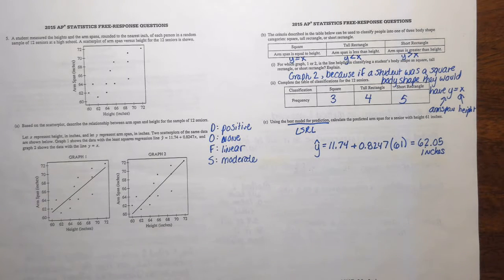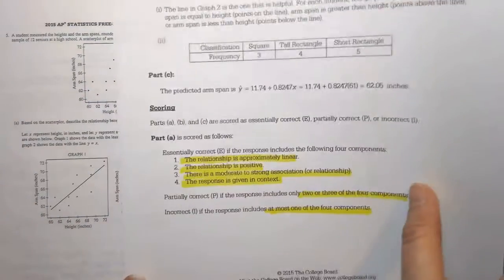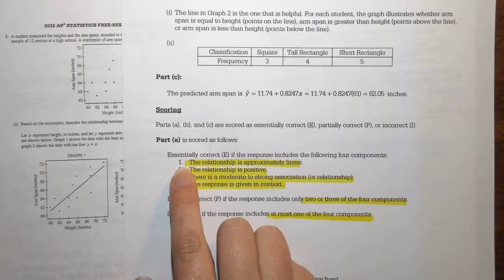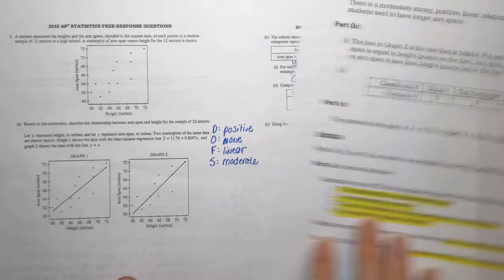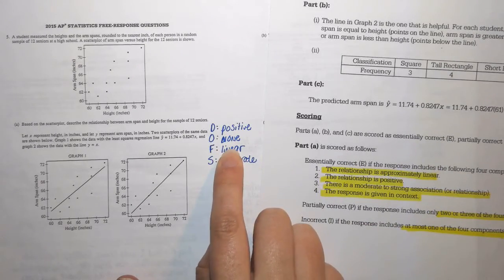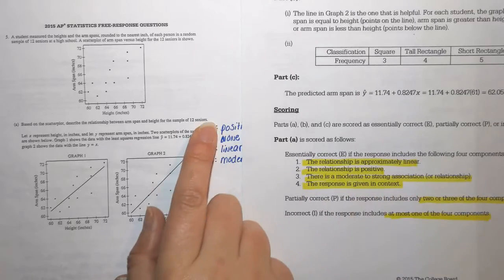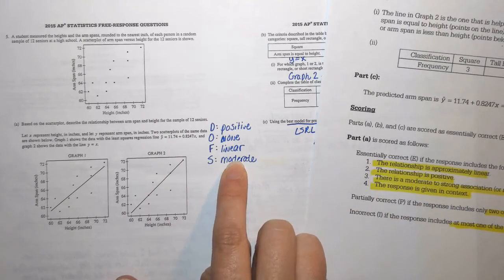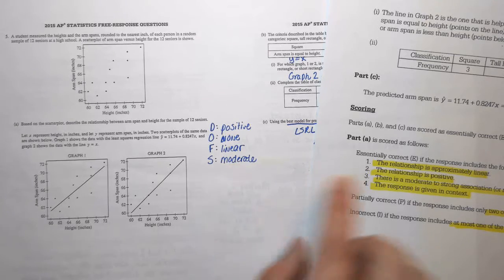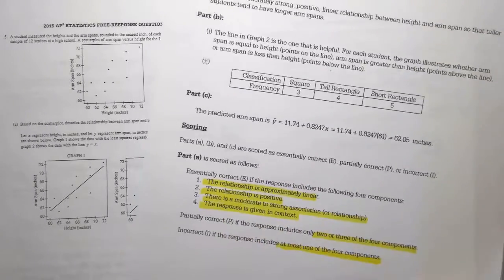Okay. Oh, look at my side. I think I got a P on this because first part A is scored as follows. So you need to have DA. The relationship is approximately linear, yes. Positive, yes. Moderate to strong association. You can say either moderate or strong, you just cannot say weak. And the response is given in context.